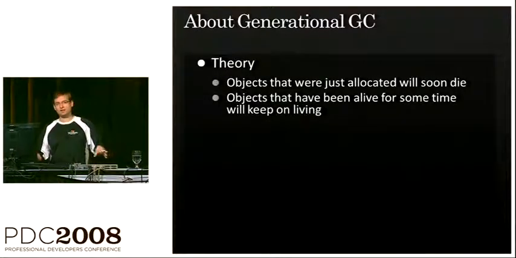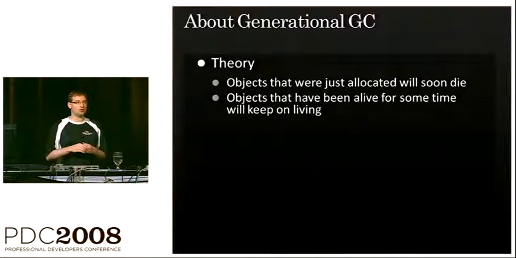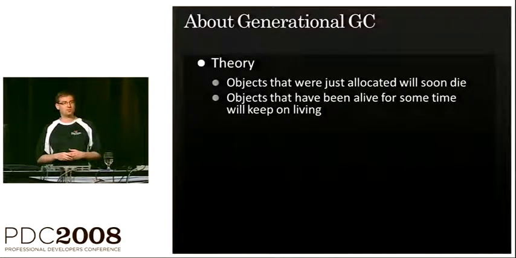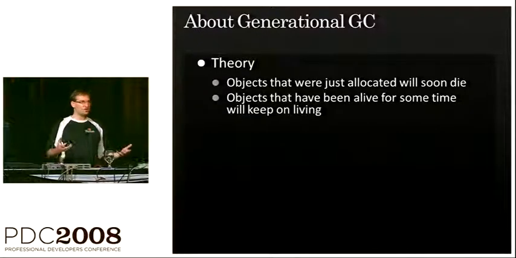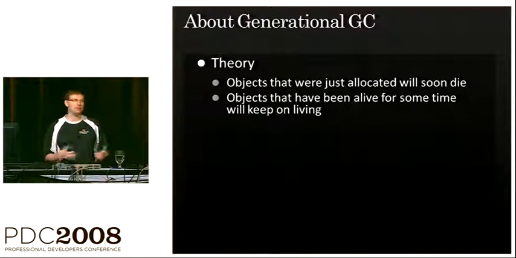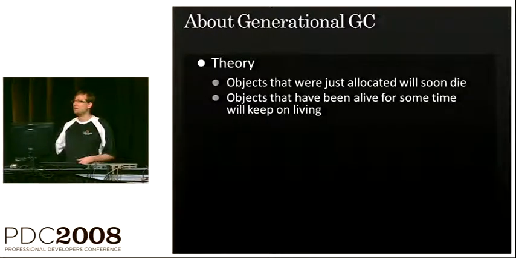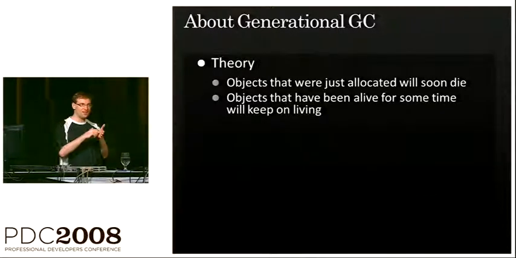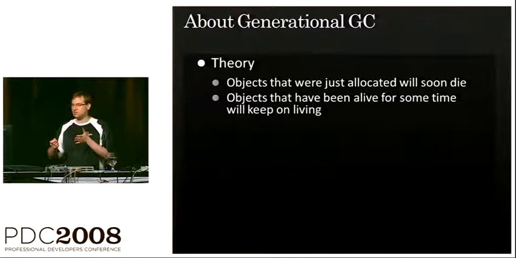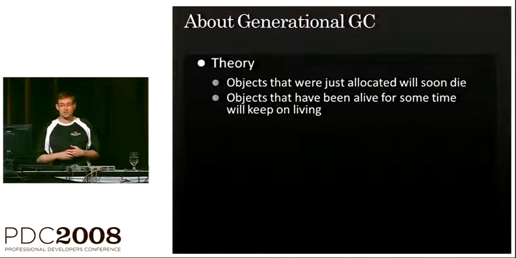So I want to talk a little bit about generational garbage collection. There's this generational theorem that the behavior of the garbage collector is based on. And that theory goes like this: objects that were just allocated are probably about to die. This makes a certain amount of intuitive sense if you think about your applications and how you use them. You write new up something, you set a couple properties, you call a function on it, and then you're done with it. And that's actually a very common allocation pattern.